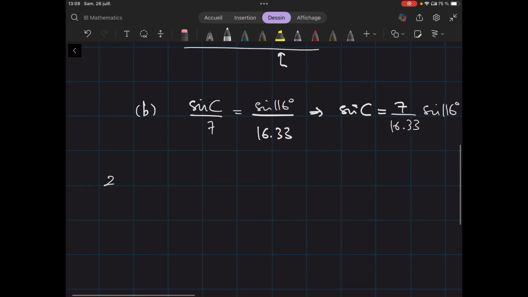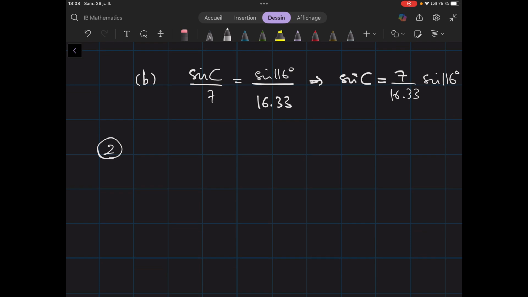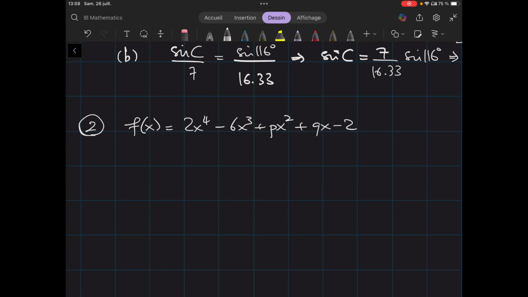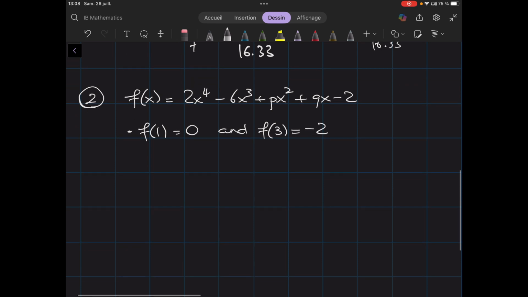Question 2. Question 2 is on polynomial and factor and remainder theorems. This question has been beaten to death. You have seen this so many times. 2 equations, 2 unknowns, you're good to go. X minus 1 is a factor of f(x), so f(1) is equal to 0. When f(x) is divided by x minus 3, the remainder is negative 2. So f(3) is equal to negative 2.